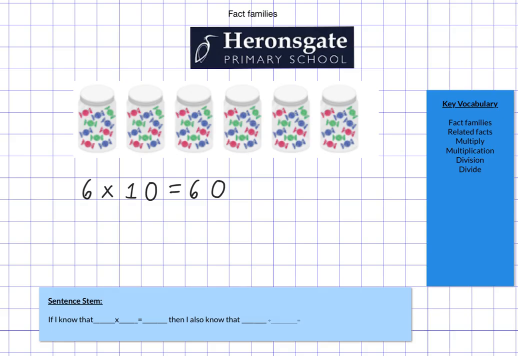So if they're aware of that fact, then they can use that to have the inverse fact of division. So they would know that the whole amount of the sweets, which is 60, if we were dividing that into groups of 10, then that would make 6 groups.